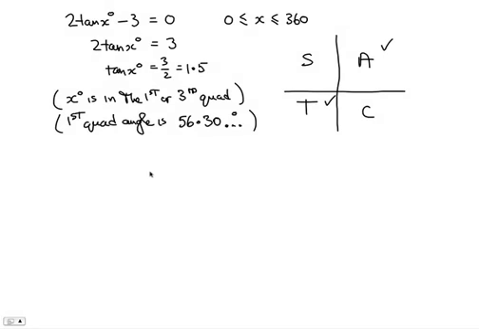So let's get rid of the calculator. So let's move on with this. X would therefore be equal to the first quadrant angle. We are allowed this 56.30, or in the third quadrant 180 degrees plus the first quadrant angle. So 180 plus 56.30.